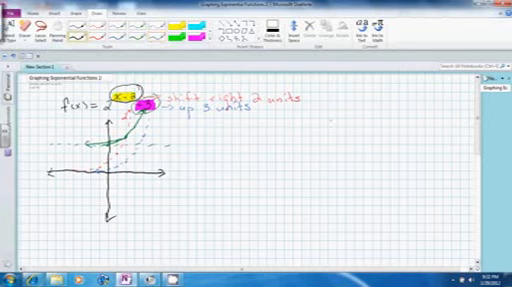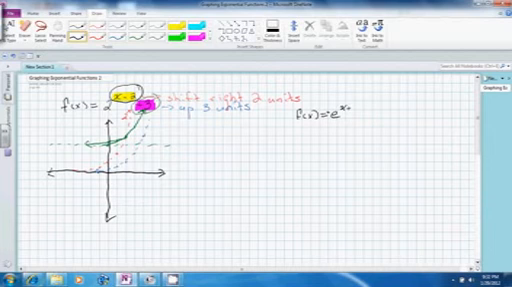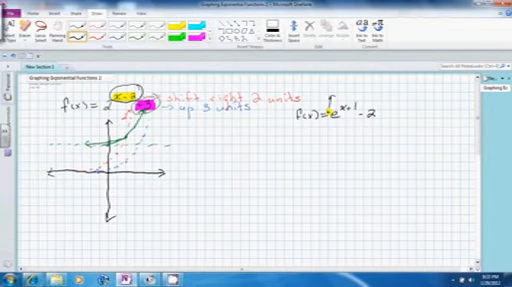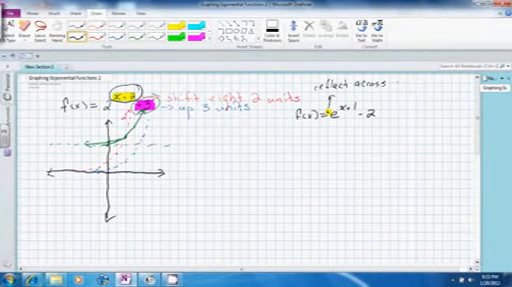So let's take another example. Let's have f of x equals negative e to the x plus 1, then minus 2. Okay? So if we make a note, this negative in front of e is going to reflect across the x-axis.